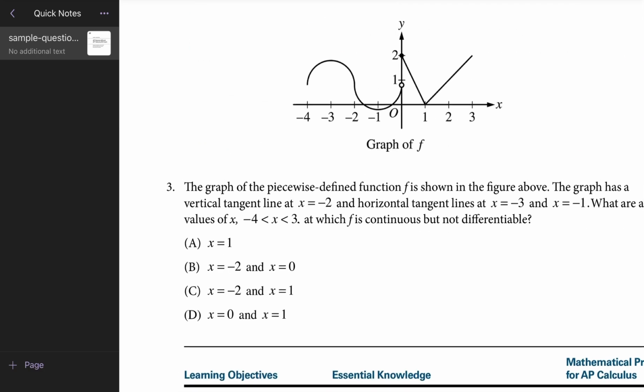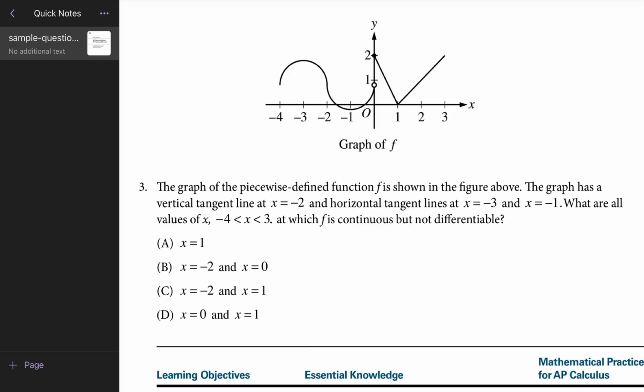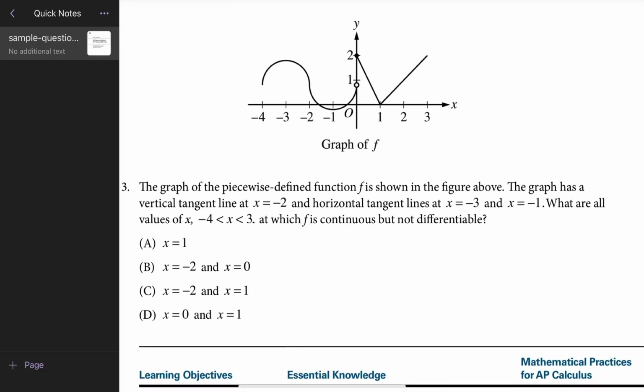Moving on to problem 3, we have a piecewise function. The graph has a vertical tangent at x equals 2, right here. And the graph has two horizontal tangent lines at x equals -3 and at x equals -1. The question is asking us where f is continuous but not differentiable. Now, our answer choices.